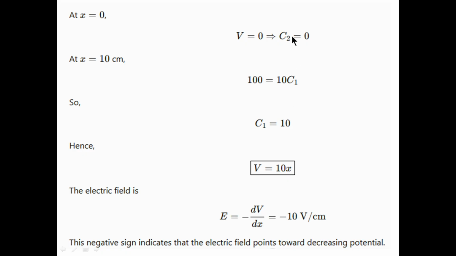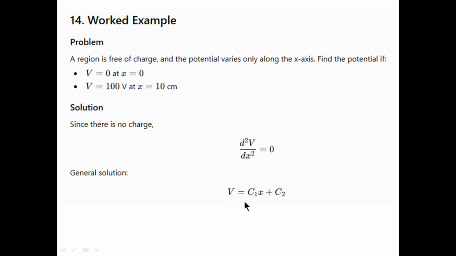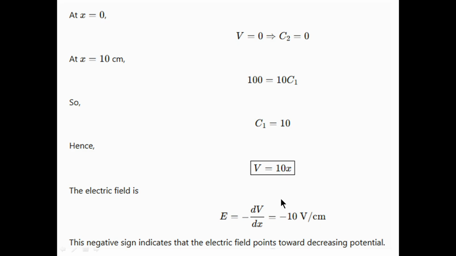Now putting these values of C2 and C1 in the equation V is equal to C1x plus C2, we get V is equal to 10x. Now for the electric field, we take the derivative of this potential. We have E is equal to minus dV by dx, which is equal to minus 10 volt upon centimeter. Now this negative sign indicates that the electric field points toward decreasing potential.